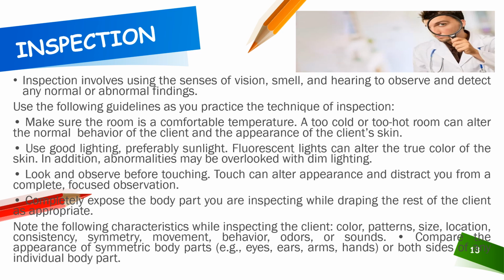Completely expose the body part you are inspecting while draping the rest of the client as appropriate. Note the following characteristics while inspecting the client: the color, patterns, size, location, consistency, symmetry, movement, behavior, odors, or sounds. Compare the appearance of symmetric body parts, for example eyes, ears, arms, hands, or both sides of any individual body part.